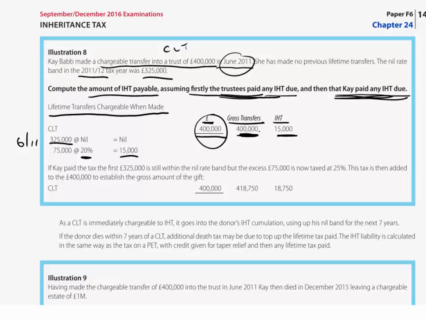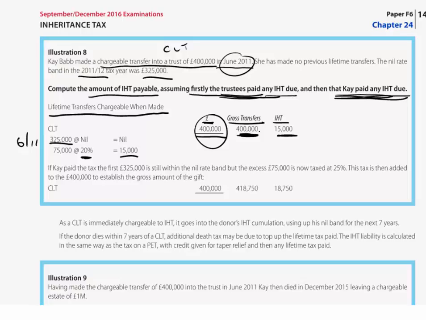How do we deal with that? 325 at nil, 75,000 at... well, now we're above the nil rate band. Who is paying the tax charge? As it's the trustees, it's a gross transfer, therefore 20%. 20% is 15,000 into your IHT column, and the self-same 400 is the gross transfer. Put it in your gross column.